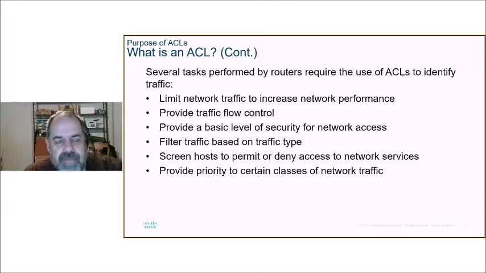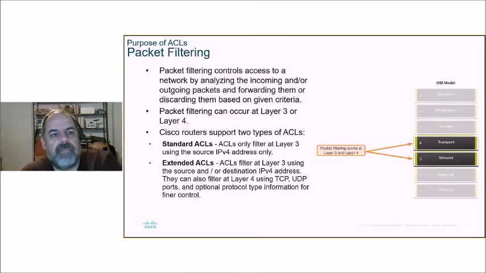So these are all what ACLs can be used for. And so not only just packet filtering on interfaces, there are other purposes as well. So knowing how to create an ACL is quite important. All right, so packet filtering, of course, is what we're mostly talking about today. Packet filtering controls access to a network by analyzing the incoming and/or outgoing packets and forwarding them or discarding them based on the given criteria.